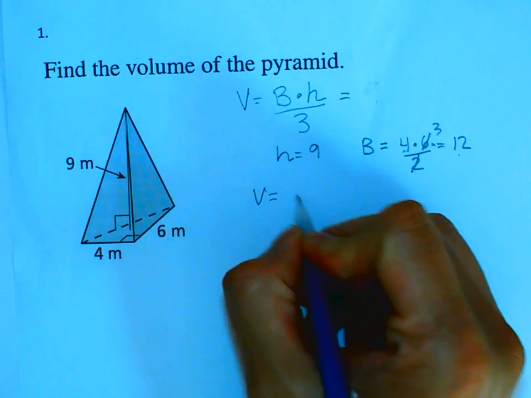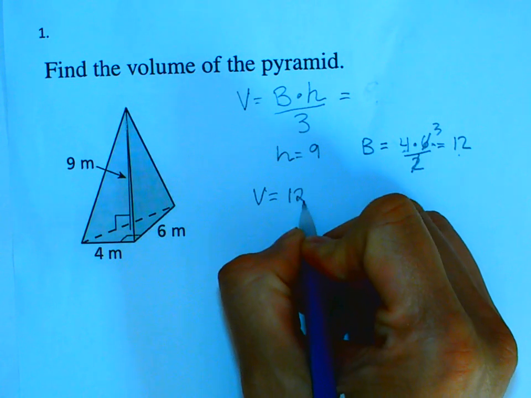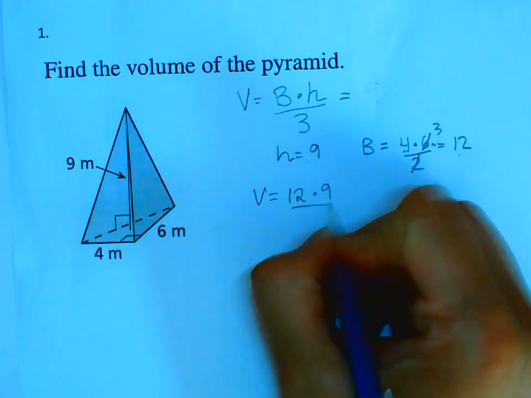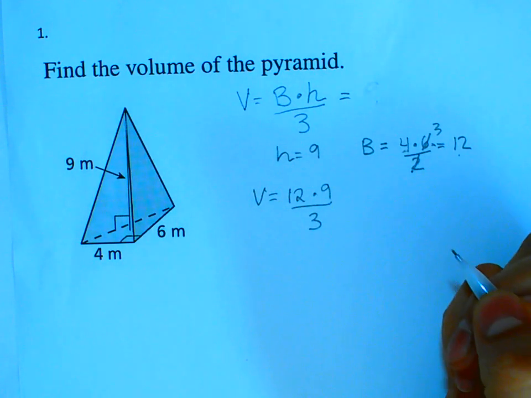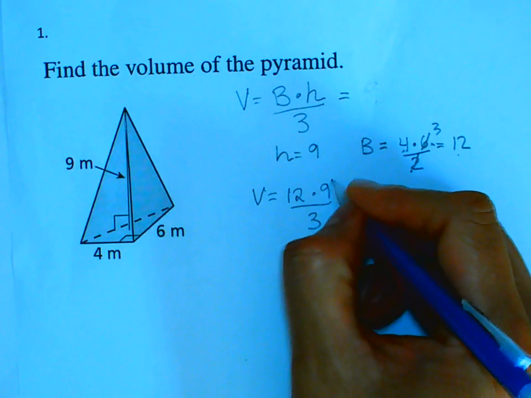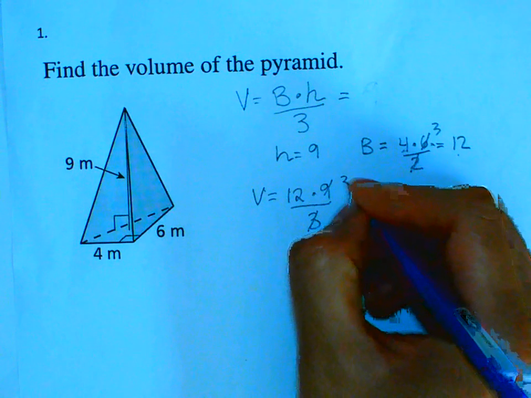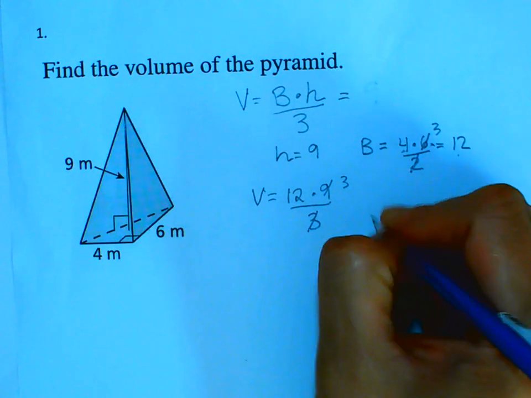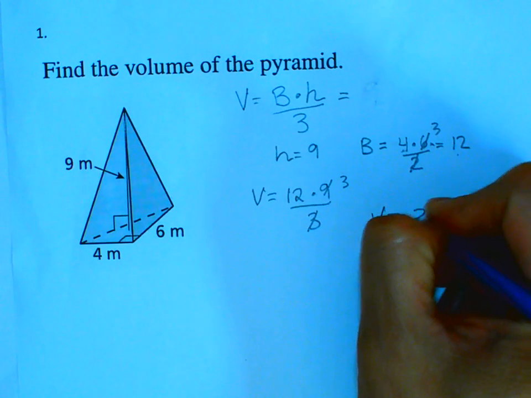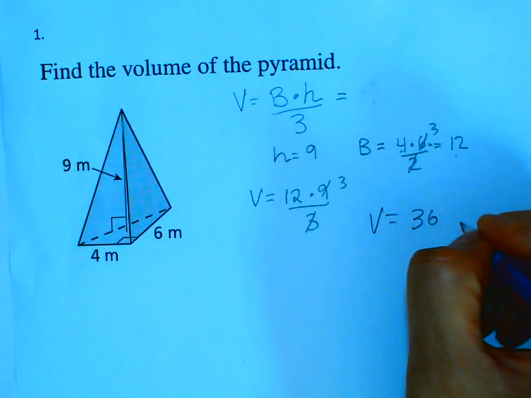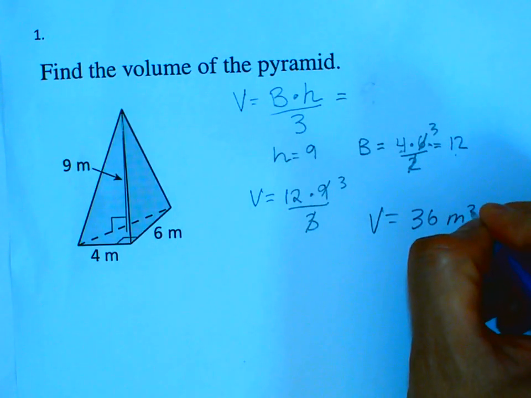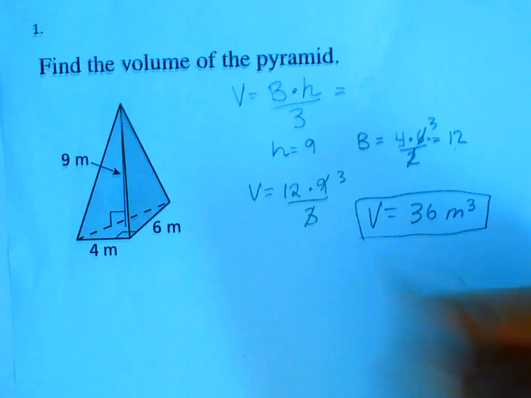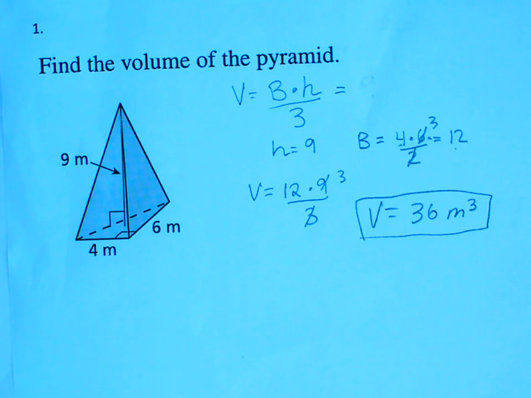So the volume is going to be the area of the base, which is 12, multiplied by the height of the pyramid, which is 9, and then divided by 3. So I'm going to reduce this. That goes in there 3 times. So 3 times 12 is 36. So the volume is 36, and our units are meters cubed. So that's problem number 1.